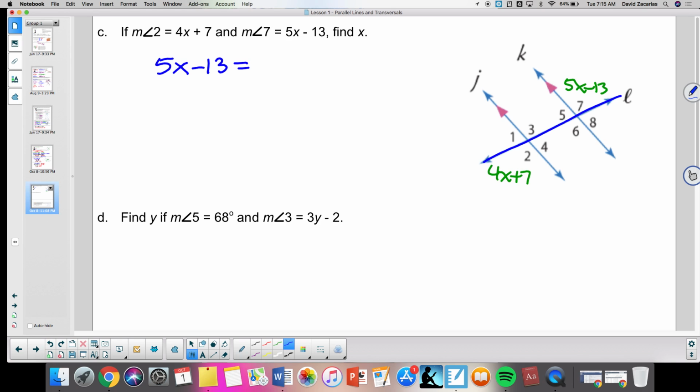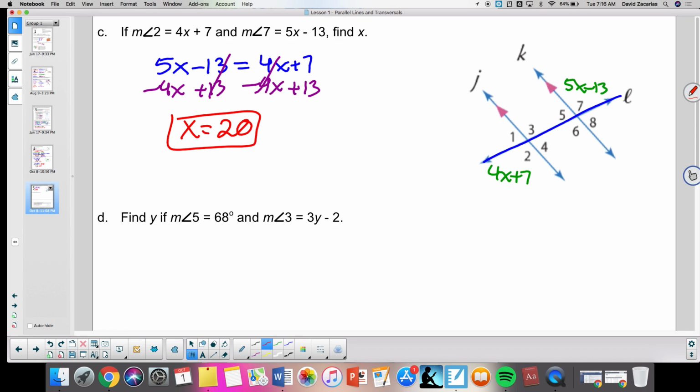5x minus 13 is equal to 4x plus 7. So we subtract 4x, subtract 4x, add the 13, add the 13, which leaves us with 5x minus 4x is 1x, 7 plus 13 is 20. There you go. And last problem. Last problem here, angle 5 is 68 degrees, and angle 3 is 3y minus 2. Now notice these are on the same side as the transversal.